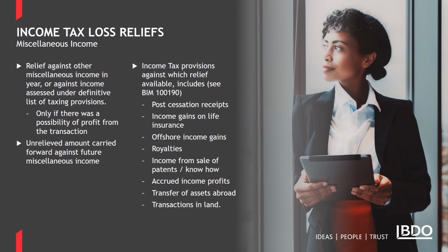Additionally, there is the list of other items that fall within the scope of the miscellaneous income provisions for which losses can be offset, which is in the HMRC manuals at the reference quoted on the slide. In each case, losses arising can be carried forward and offset against future profits of the same activity.